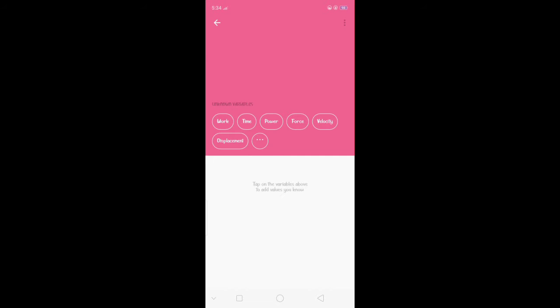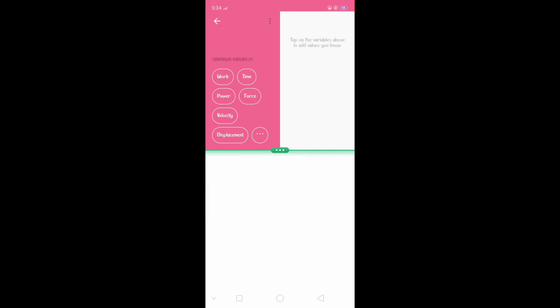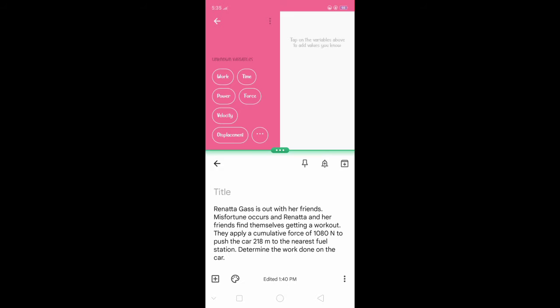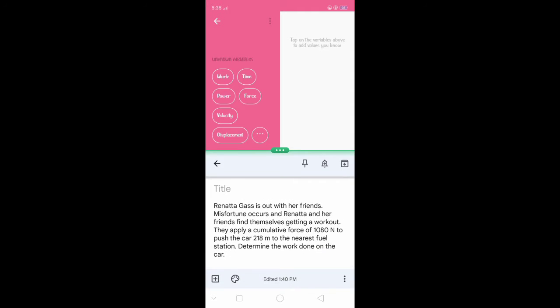So here is our first problem. Renetta Gus is out with her friends. Misfortune occurs and Renetta and her friends find themselves getting a workout. They apply a cumulative force of 1080 Newton to push the car 218 meters to the nearest fuel station. So we are going to determine the work done on the car.